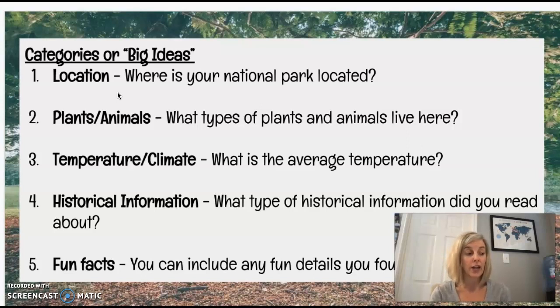And then another category is historical information. What type of historical information did you read about? And then finally, I have a 5th category that can include any other fun, unique information about your park. Some have geysers, some have canyons, some have rivers. That's where you can put any information that you learn about that maybe doesn't fit in the other categories.